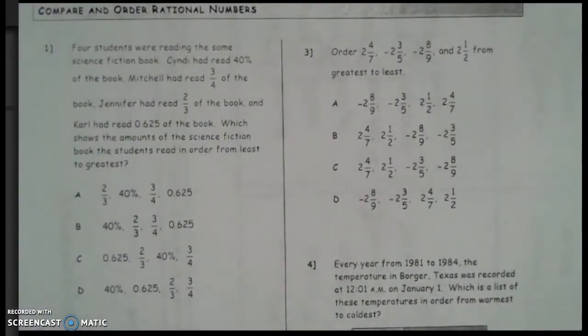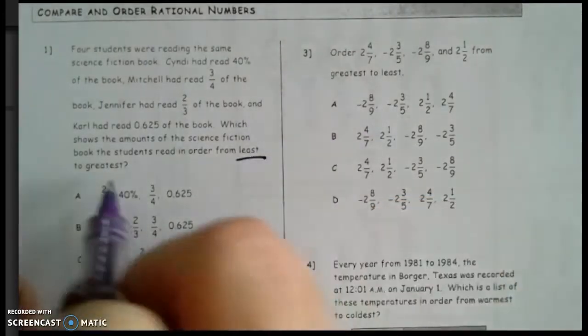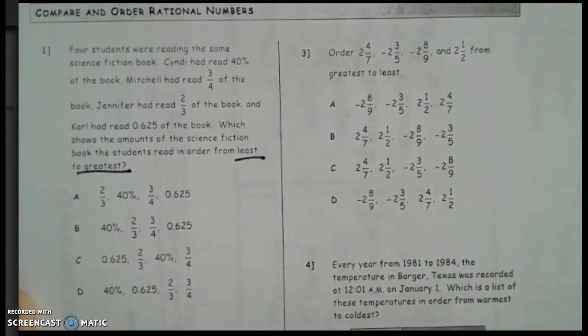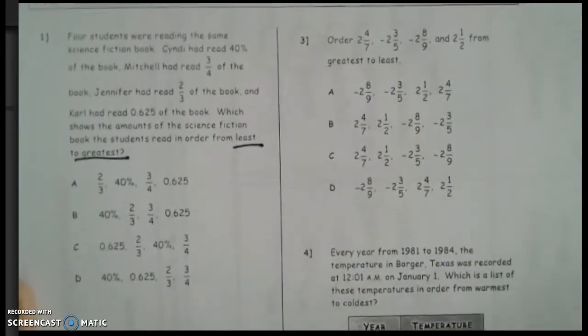All right, number 1 on the back. 4 students were reading the same science fiction book. Cindy has read 40% of the book, Mitchell has read 3/4 of the book, and Jennifer has read 2/3 of the book. And Carrie has read 0.625 of the book. Which shows the amounts of the science fiction book that the students have read in order from least to greatest? That means they want these in order from the smallest number to the largest number.